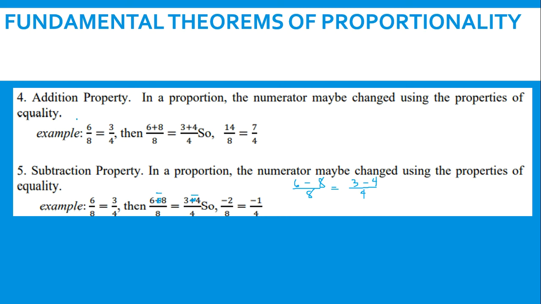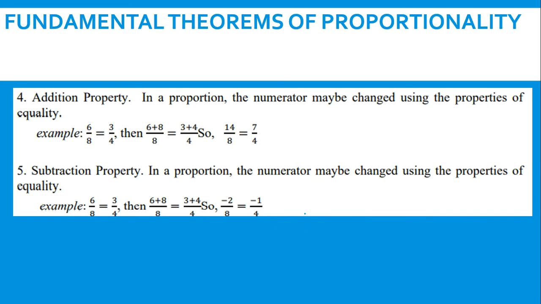So, it's just the same as the addition property. 6 minus 8 is negative 2 over 8, equals 3 minus 4, that is negative 1 over 4. If you cross multiply, negative 2 times 4 is negative 8. 8 times negative 1 is also negative 8. So they are proportional to each other.